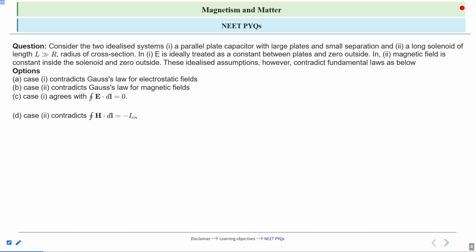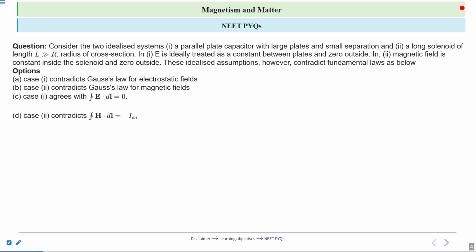Okay, second case is a long solenoid of length L which is much greater than the radius of the solenoid. That means a long solenoid, where length is much greater than the radius of the cross section. In first case, electric field E is ideally treated as a constant between plates and zero outside. Okay, so in first case, when area of plates is very much greater than the separation between the plates, then electric field is treated as constant between the plates and zero outside. And in second case, magnetic field is constant inside the solenoid and zero outside.